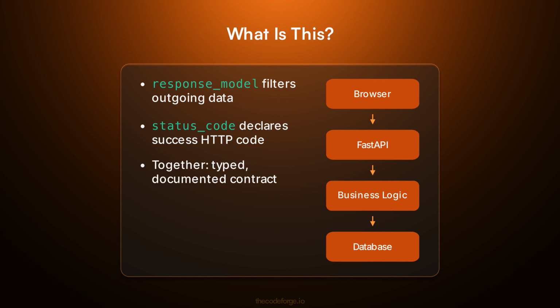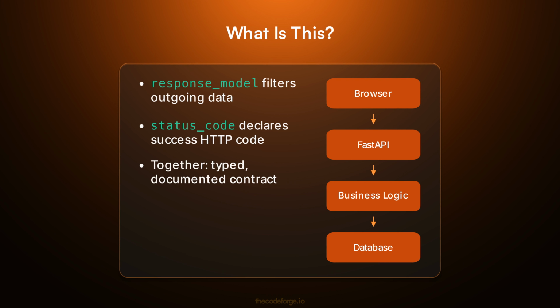Response models and status codes define the shape and semantics of your API's output. The response model enforces a Pydantic schema on the response body, serializing and filtering fields automatically. The status code sets the HTTP status code returned on success. Together, they form a typed, documented contract between your server and clients.